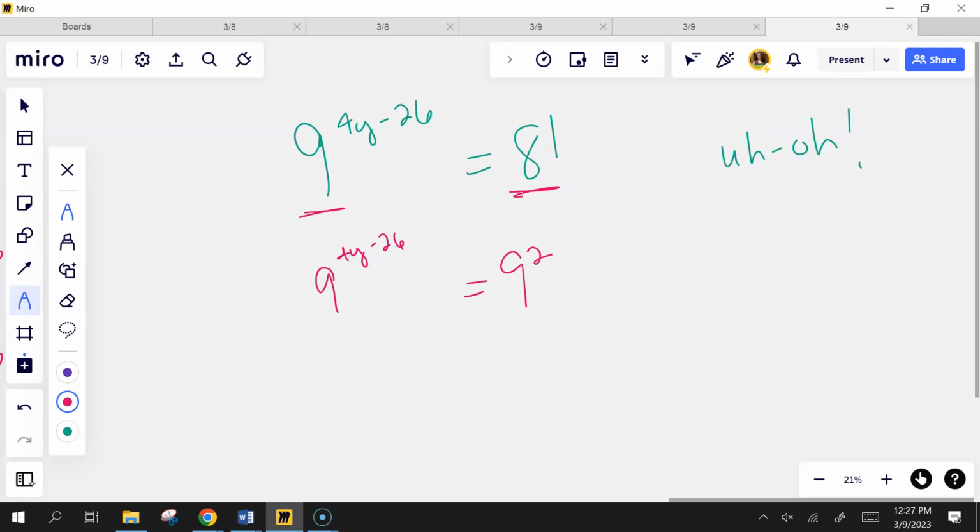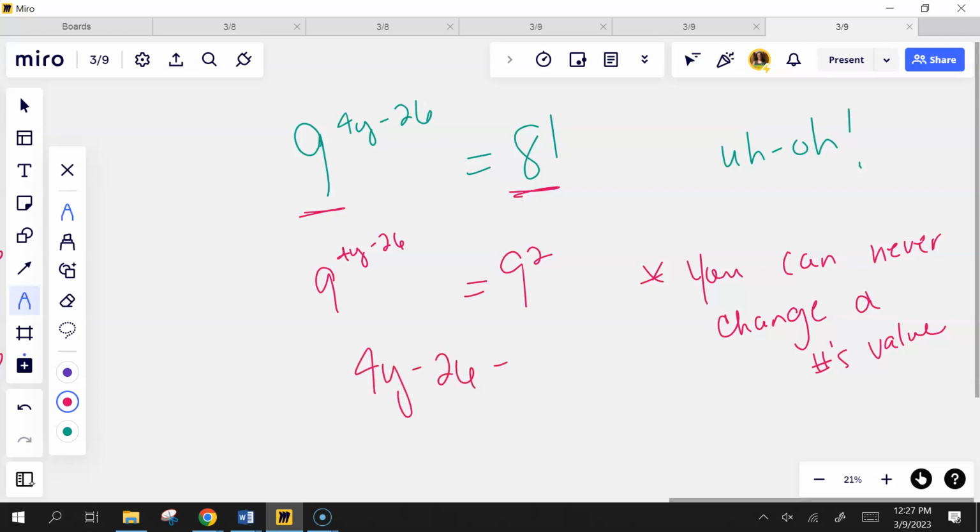Here's the rule, though. Be very careful. You can never change the value of the number. It would always have to equal 81. You can write it a different way, but you can't change its value. So 4y minus 26 equals 2.